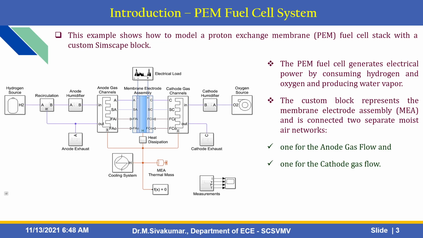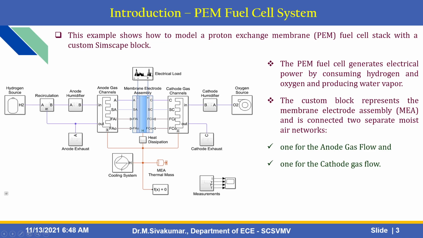This example shows how to model a proton exchange membrane fuel cell stack with a custom Simscape block. In this block diagram we see a hydrogen source and recirculation unit, anode humidifier, and the same on this side, oxygen source and cathode humidifier, and anode gas channels and cathode gas channels. In between, the membrane electrode assemblies are placed. One heat dissipation unit and one interactive cooling system are also there, and the MEA thermal mass subsystem is involved here. Here we also see the electric load for simulation.